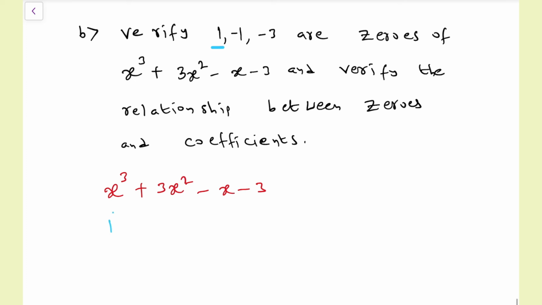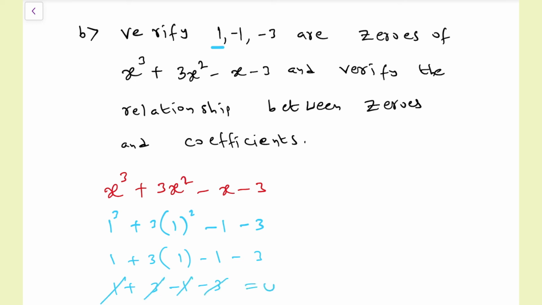So we will get 1 cube plus 3 into 1 square minus 1 minus 3. 1 cube is 1, plus 3 into 1 square is 3, minus 1 minus 3. So 1 as it is, plus 3 ones are 3, minus 1 minus 3. Plus 1 minus 1 cancel, plus 3 minus 3 cancel. So the answer is 0.